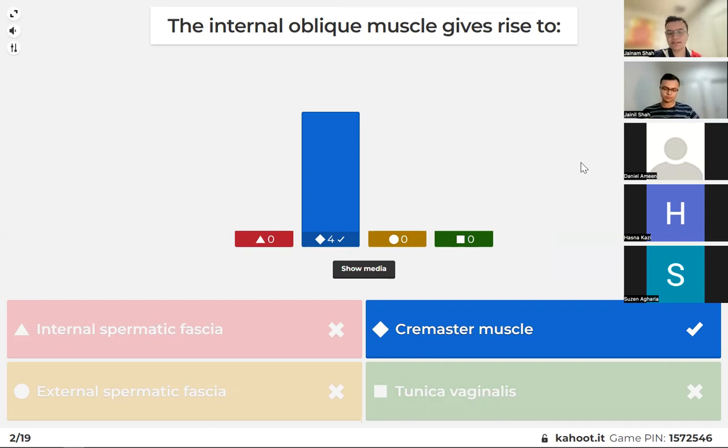And so it's basically the same layers, just they've been named differently to be able to localize these things more specifically. So if you know the internal oblique is cremaster, that's really good. But also have a think about all these other options and think about what they originally were in the anterior abdomen. Because again, this question comes up very, very often.